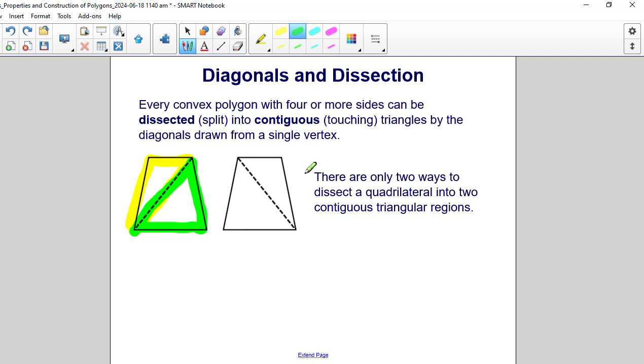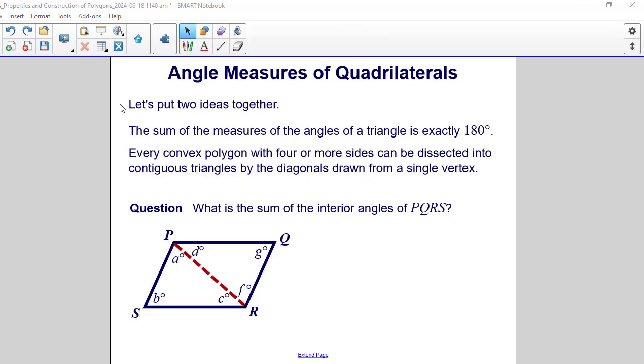There are only 2 ways to dissect a quadrilateral into 2 contiguous triangular regions. This is one way, or I can run my diagonal running up in this direction, and I can form 2 contiguous regions as you see here in the diagram. Let's put these 2 ideas together. The sum of the measures of the angles of a triangle is exactly 180 degrees.